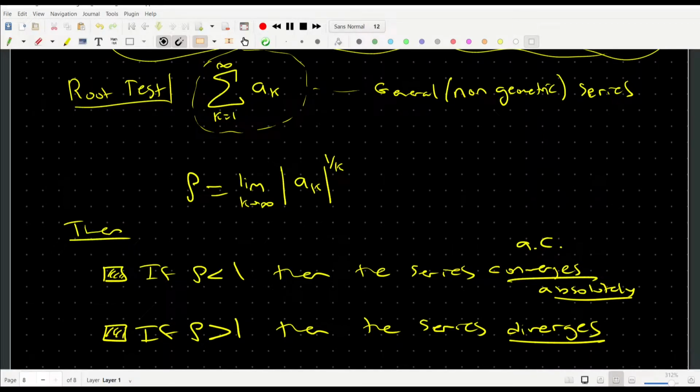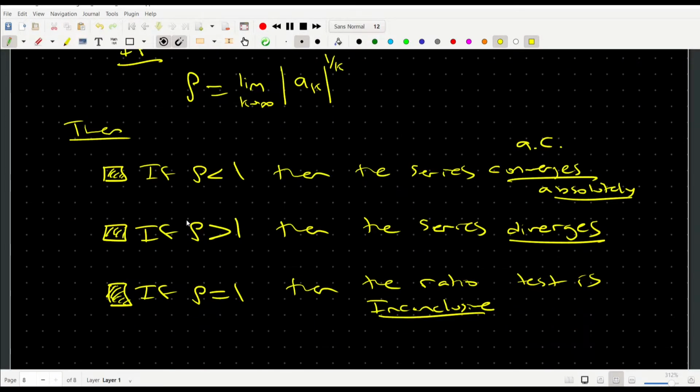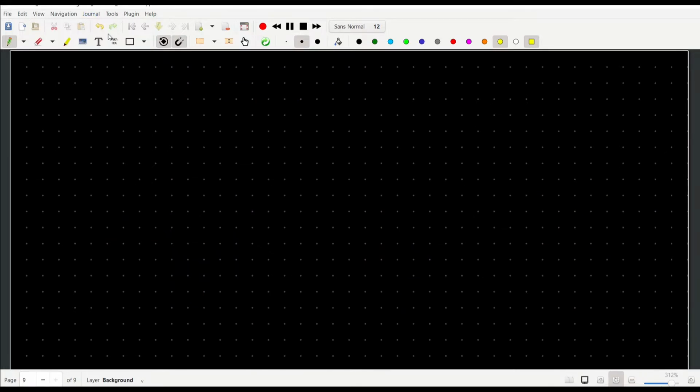But the idea here is that the root test is saying that if this limit is equal to rho, then when rho is strictly less than 1, the series converges absolutely. When rho is strictly greater than 1, the series diverges. And if rho equals 1, then the test is inconclusive, meaning we have to choose a different test. So let's go through and do a couple different examples of this, just so that it's clear how to use this.